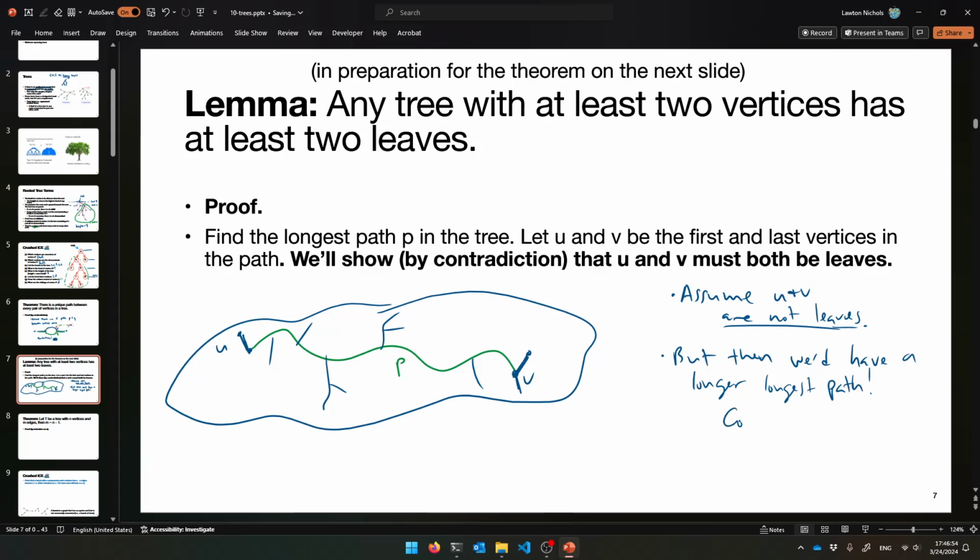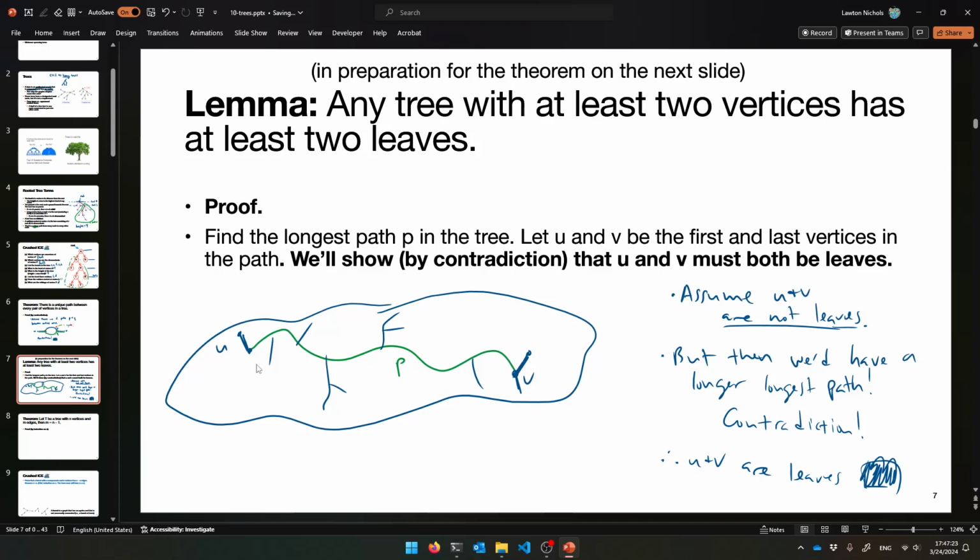Yay. So that's a contradiction, which means that U and V must have both been leaves. Therefore, U and V must have both been leaves. And that means that any tree with at least 2 vertices has at least 2 leaves. Which is a weird thing that you need to prove, but I promise it's useful. Therefore, U and V are leaves. QED. So there's our 2 leaves. We just discovered that they must exist.